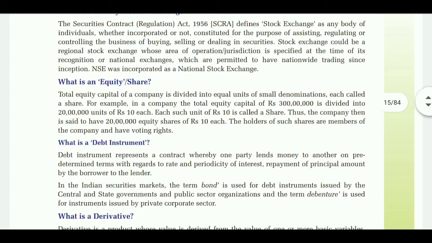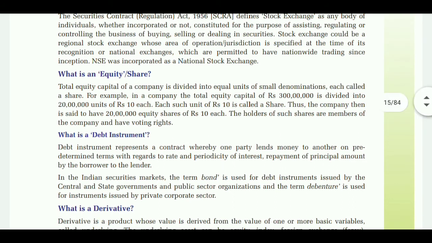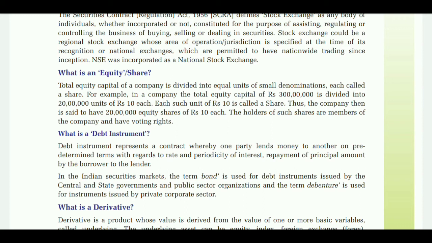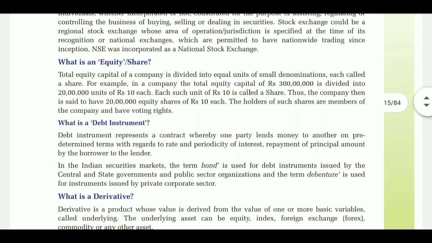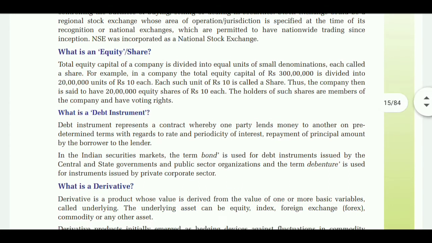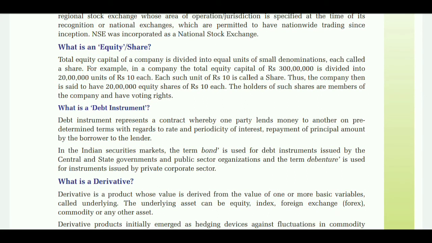What is an equity share? The total equity capital of a company is divided into equal units of small denominations, each called a share. For example, in a company, a total equity capital of rupees 3 crore is divided into 20 lakh units of 10 each. Each such unit of rupees 10 is called a share. Thus, the company is said to have 20 lakh equity shares of rupees 10 each. The holders of such shares are members of the company and have voting rights.